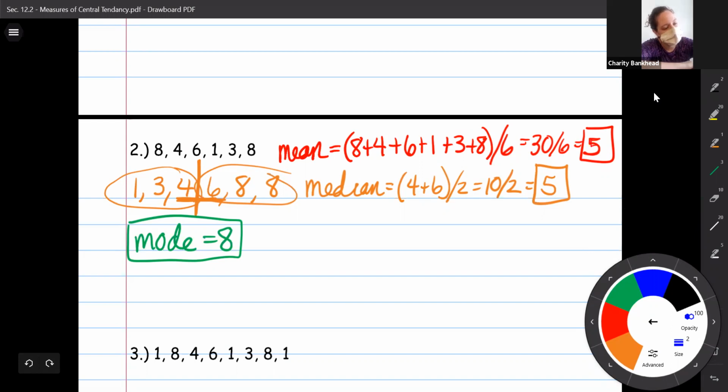And then the mid-range, 1 plus 8 divided by 2. So 9 divided by 2 equals 4.5.